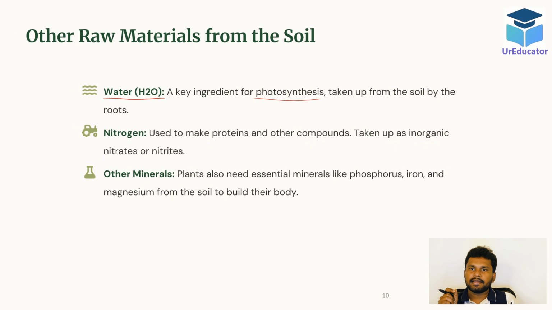Other raw materials from the soil along with water, which is the key ingredient for photosynthesis, will be taken from the soil by the roots of the plants. Okay, and along with water and carbon dioxide, there are some other nutrients required. Among one of them is nitrogen, which is in the form of N2, and plants will take this nitrogen in the form of nitrates and nitrites.